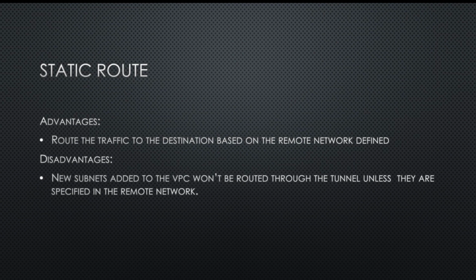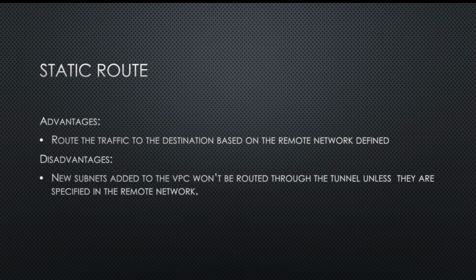We basically specify what remote network that we need to route through the tunnel. The way it works is that when you create a tunnel, you specify this remote network, and GCP will route any traffic destined to that IP address through the tunnel. This is quite good if we have a small network and we don't have intentions to add new subnets.